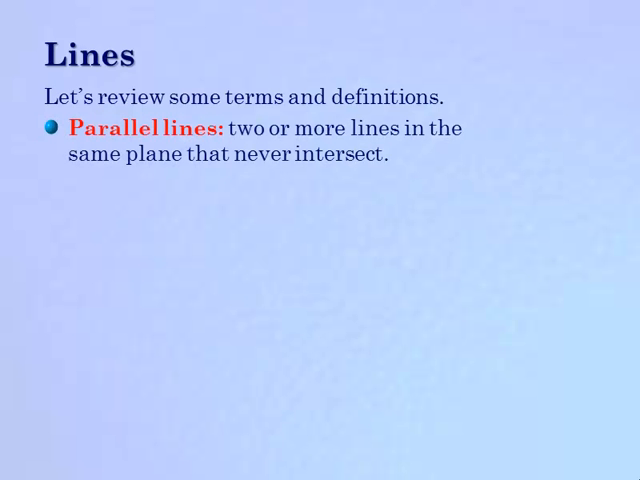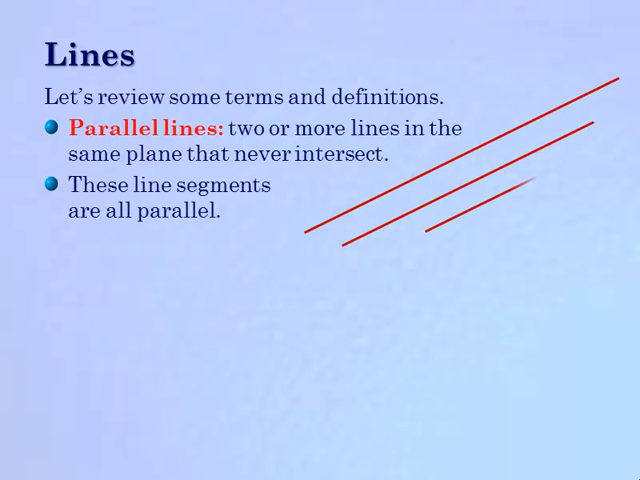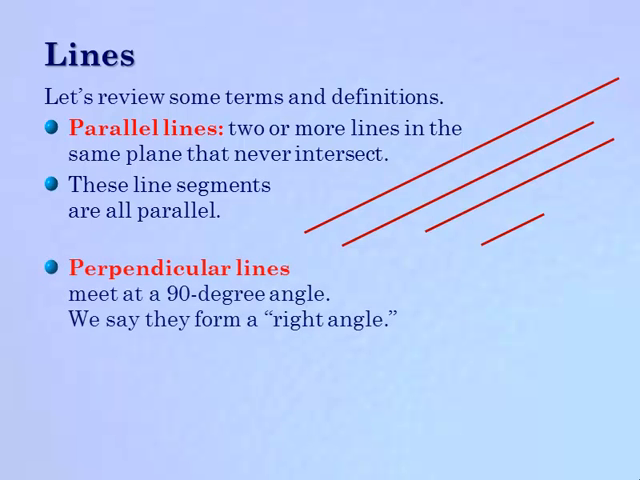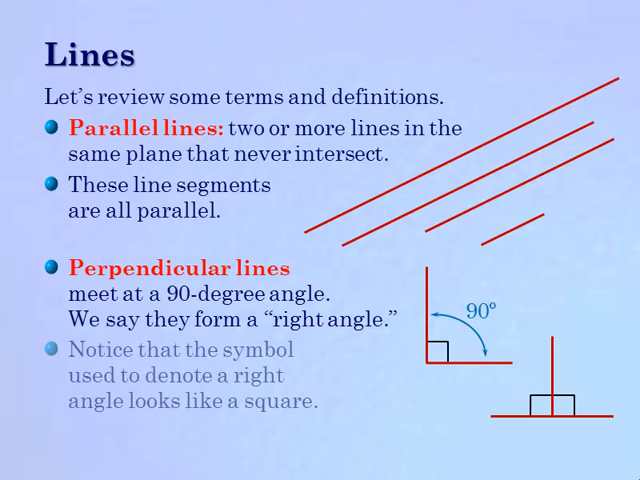First, let's review some of the terms and definitions pertaining to lines. Parallel lines are two or more lines that never intersect on the plane. These line segments are all parallel. Perpendicular lines meet at a 90-degree angle, and we say that they form a right angle. That's the term that you often hear, or that they're square angles. Notice that the symbol used looks like a little square. If you have two of them back to back, it looks like a little step.